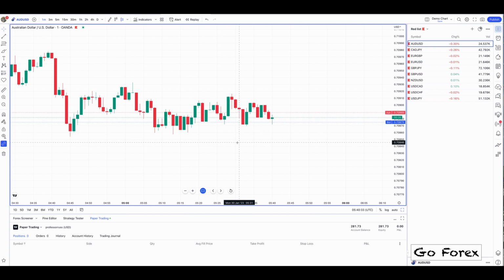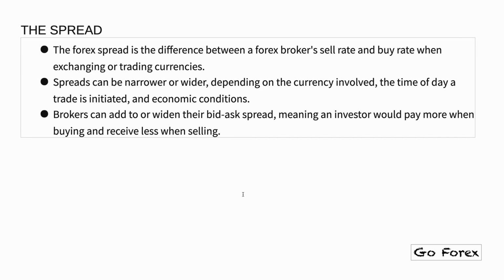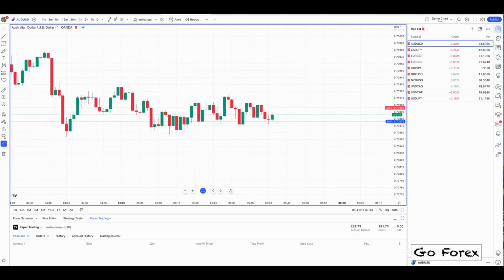Okay, so what is spread? There's a difference between a forex broker's sell rate and the buy rate when exchanging or trading currencies. Spreads can be narrower or wider depending on the currency involved, the time of day, and economic conditions. Brokers can add or widen their bid-ask spread, meaning an investor would pay more when buying and receive less when selling. And if we go back to my chart, you can see that happen.